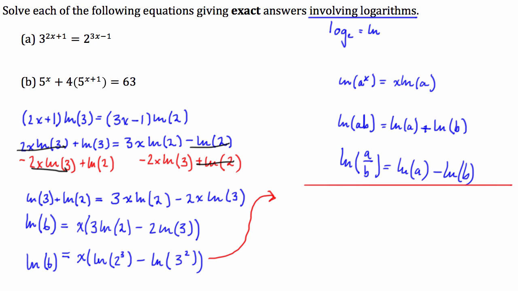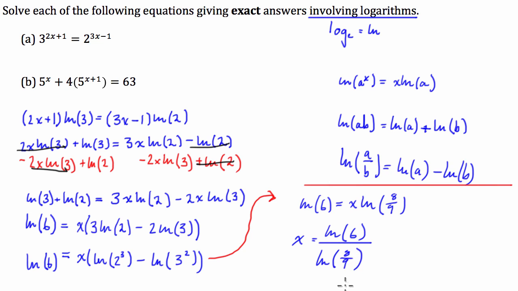Cool. So first of all, we have ln of 6 equals x times the ln of 8 over 9. And then what we're going to do is we're just going to divide both sides by ln of 8 over 9. So x then will be equal to ln of 6 divided by ln of 8 over 9. And that's all she wrote for the first one.